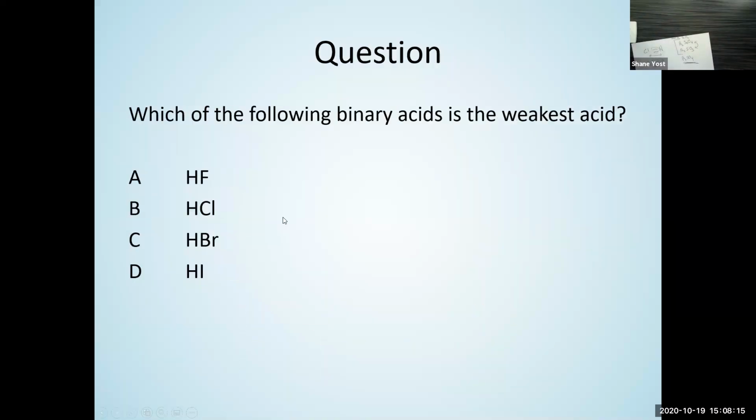All right. So which of the following binary acids is the weakest? If we look at these, they're listed in terms of their order in the periodic table. This is the furthest up in the periodic table. This is the furthest down. For these binary acids, the acidic strength increases as you go down the periodic table. So A here, HF, is the weakest acid. Okay.